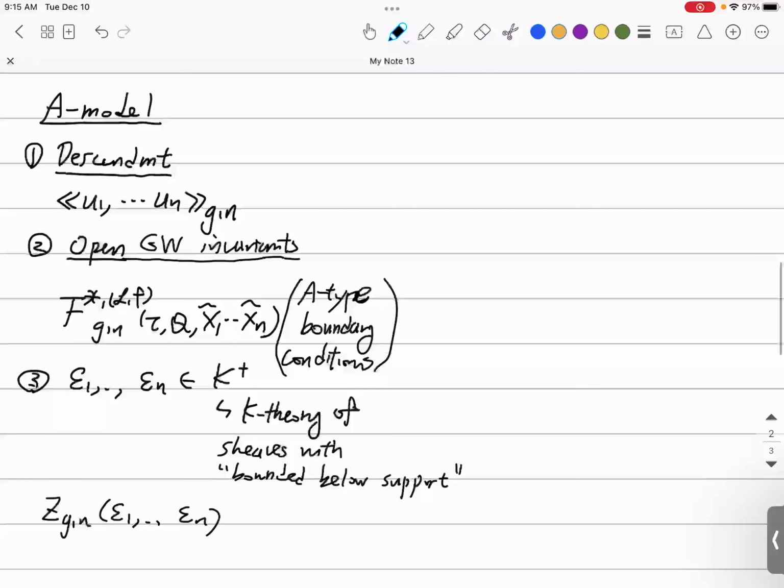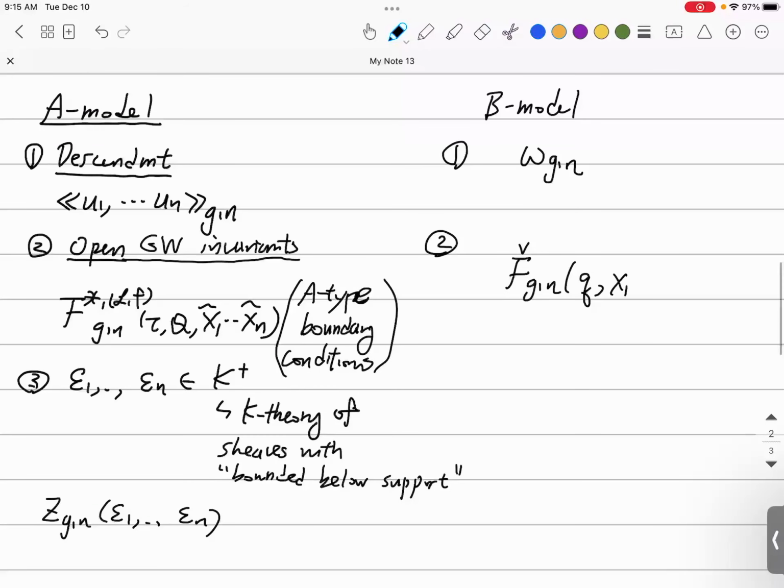So that's the A model. And the B model corresponding to descendant, we have this omega_{g,n}. Corresponding to the open invariant, we have the B model version of F_{g,n}, and it will depend on Q and the corresponding B model invariant. And finally, we will have the following.